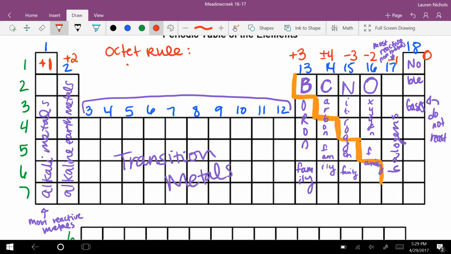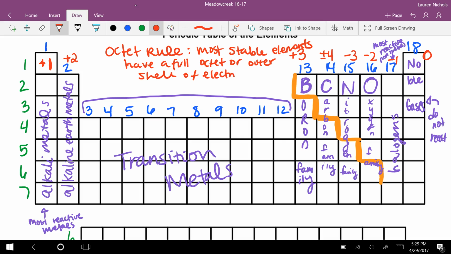The octet rule says that the most stable elements have a full octet or outer shell of electrons. So essentially, when the S block plus the P block are full, you get a stable atom. And in column 18, all of their S and all of their P block orbitals are filled with electrons. So those sublevels are full, and that makes the atoms extremely stable.